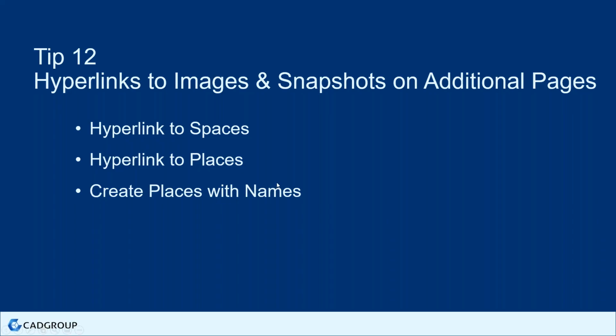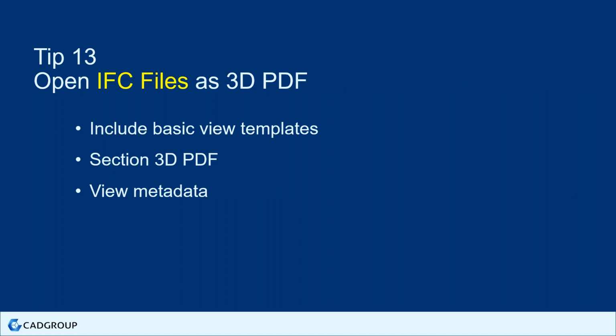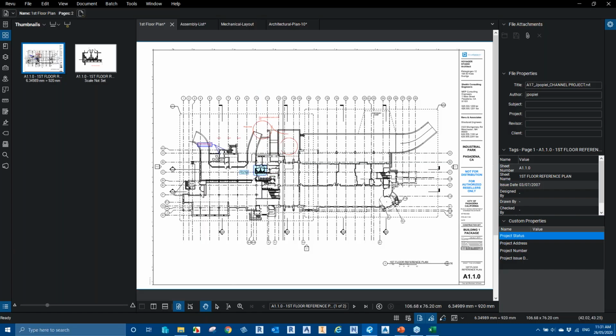So as I said, really cool way of creating hyperlinks and snapshots. The third one is opening IFC files as 3D PDF. This again is an amazing feature that not too many people know of.